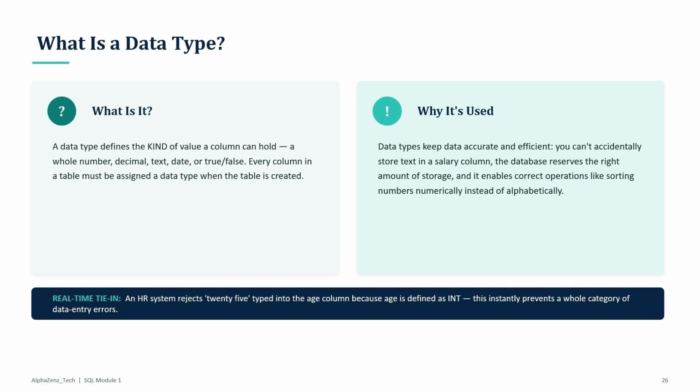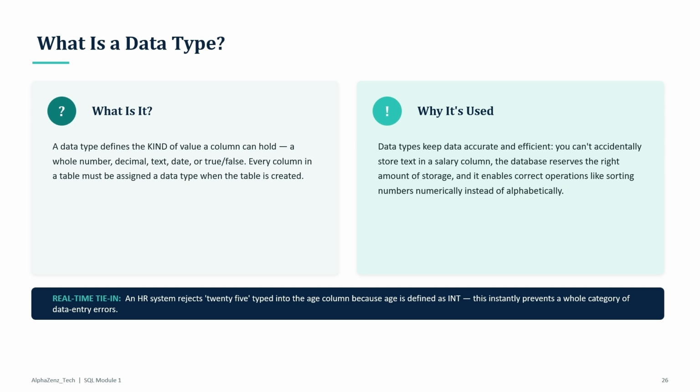Slide 32. What is a data type? A data type defines the kind of value a column can hold: a whole number, a decimal, text, a date, or true and false. Every single column in a table must be assigned a data type the moment the table is created. Why does this matter? It keeps data accurate and efficient. You literally cannot accidentally store text in a salary column. The database also reserves the right amount of storage space, and it enables correct operations like sorting numbers numerically instead of alphabetically, which would give you wrong results.